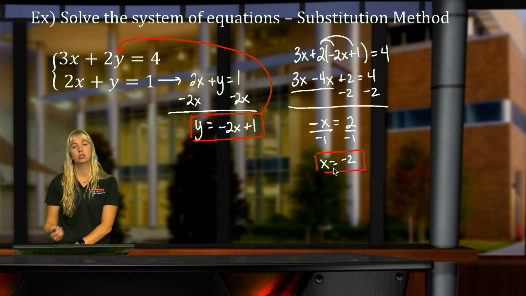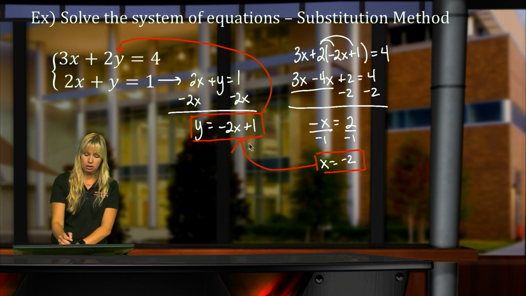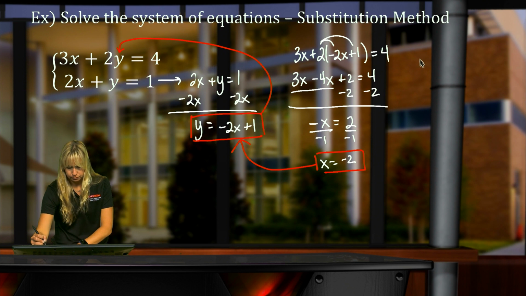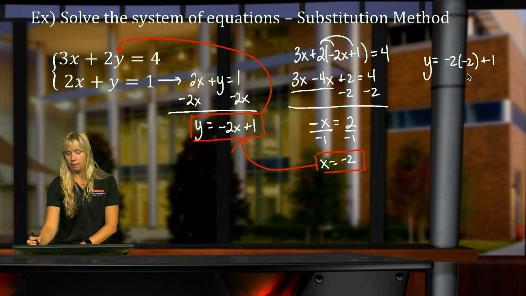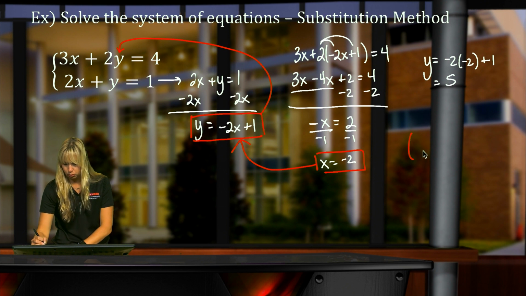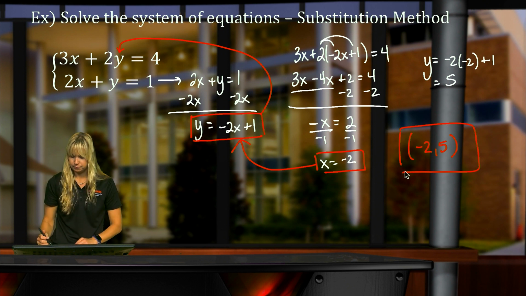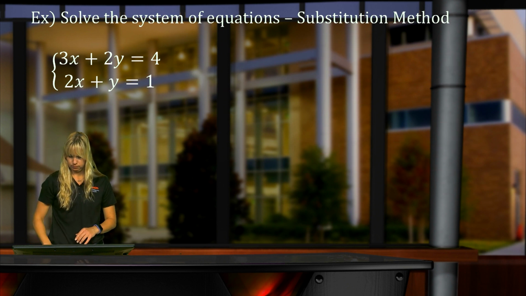Now this first solution we get, we're going to then plug into that equation we found in part 1. Plugging in negative 2 for x, we have negative 2 times negative 2 plus 1. Negative 2 times negative 2 is positive 4, plus 1 is 5. So our answer as an ordered pair is (-2, 5). So that gives us a few more examples of solving using substitution and elimination and a quick review of graphing linear equations to find the point of intersection.